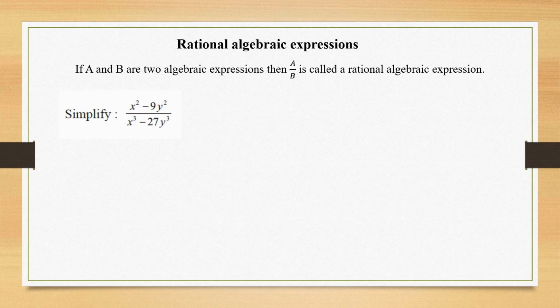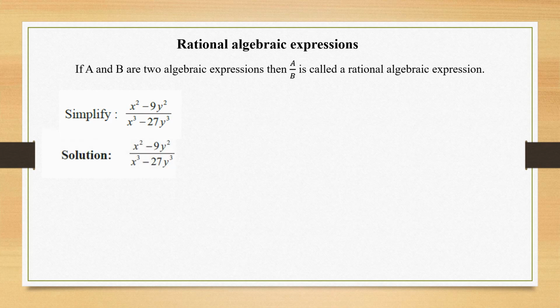Let us understand and simplify a rational algebraic expression. If you see this example, the numerator is an algebraic expression and the denominator is also an algebraic expression. Together, this fraction becomes a rational algebraic expression. So now we have to simplify and solve this particular rational algebraic expression.